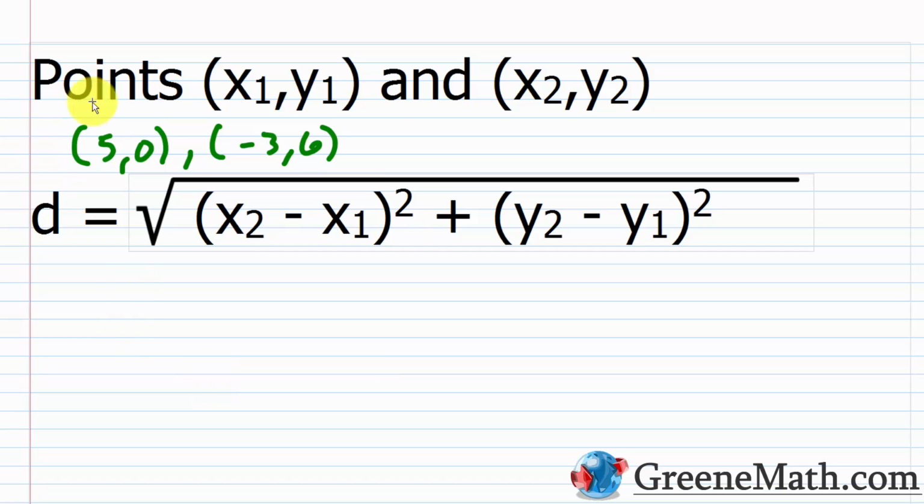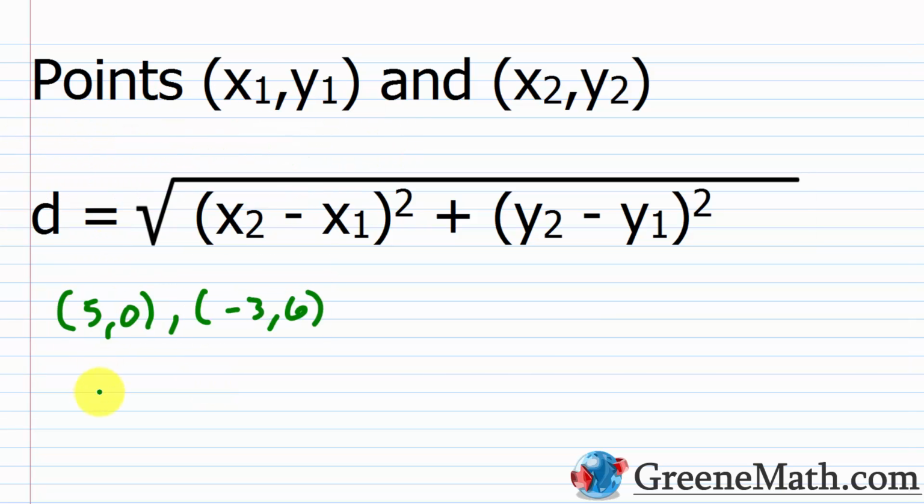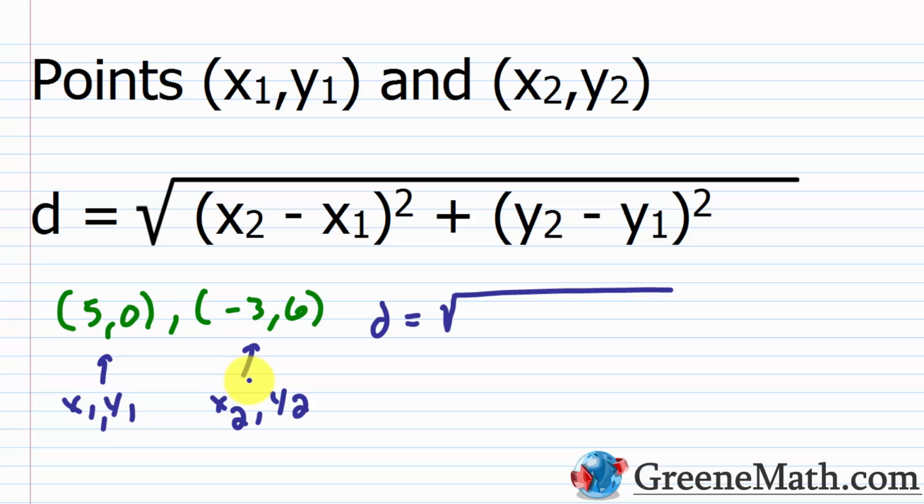So let's label this first one. Let me drag this over here so it's not in the way. Let's label this first one as x sub 1, y sub 1, and this second one as x sub 2, y sub 2. Again, it doesn't matter which one you label as which. You can plug in whichever one you want for either. So my distance is going to be equal to the square root of, so you have your x sub 2, which in this case is negative 3, minus your x sub 1, which is 5. This quantity is squared. Then plus, you're going to have your y sub 2, which is 6, minus your y sub 1, which is 0, this quantity squared.